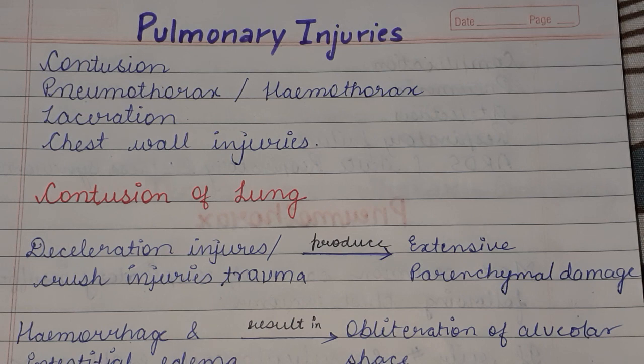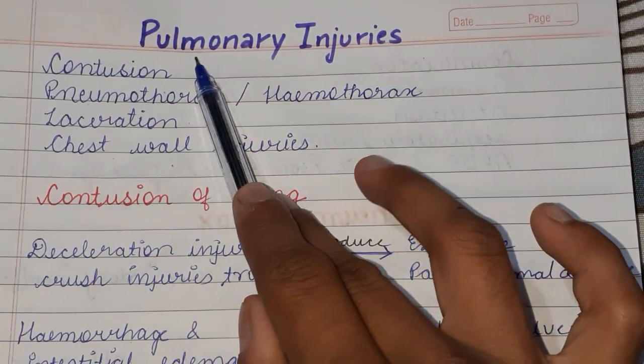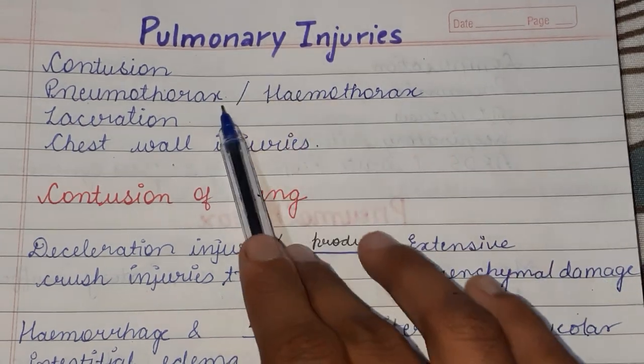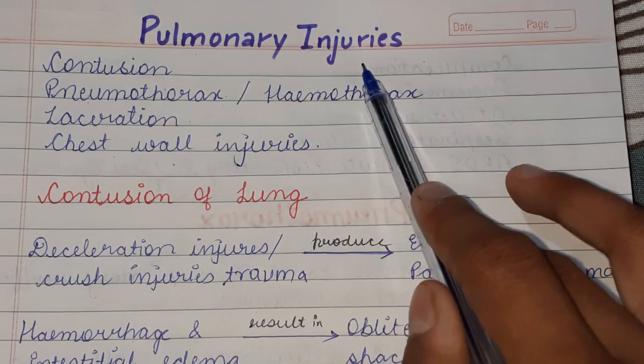के बारे में और मेनली इस वीडियो में हम न्यूमोथोरैक्स और टेंशन न्यूमोथोरैक्स देखेंगे। तो द टाइप ऑफ पल्मोनरी इंजरीज आर ड्यू टू द contusion. There will be the pneumothorax or hemothorax. The laceration will be there, or the chest wall injuries will lead to the pulmonary injuries.